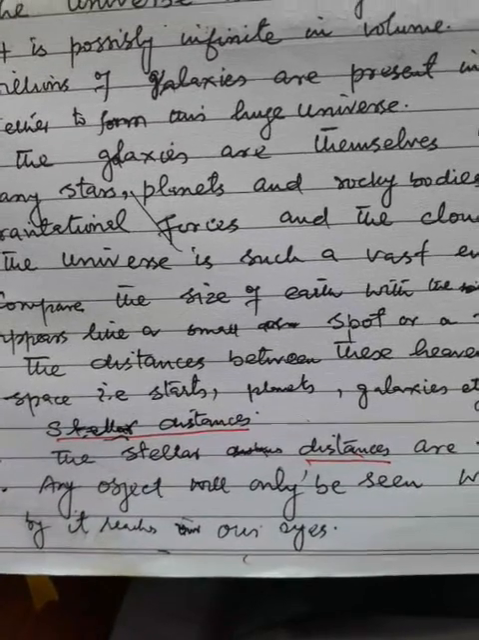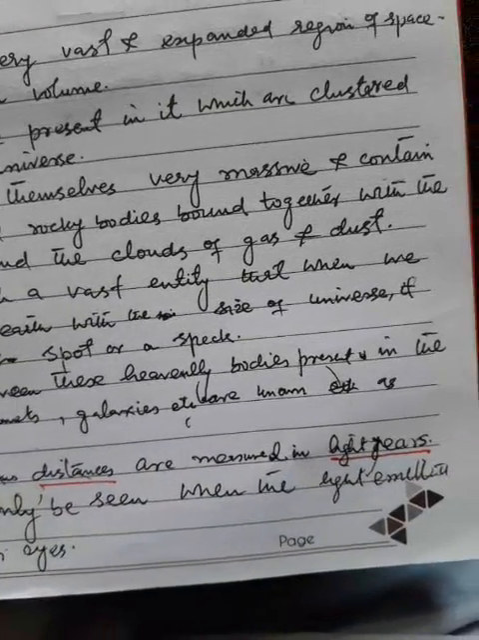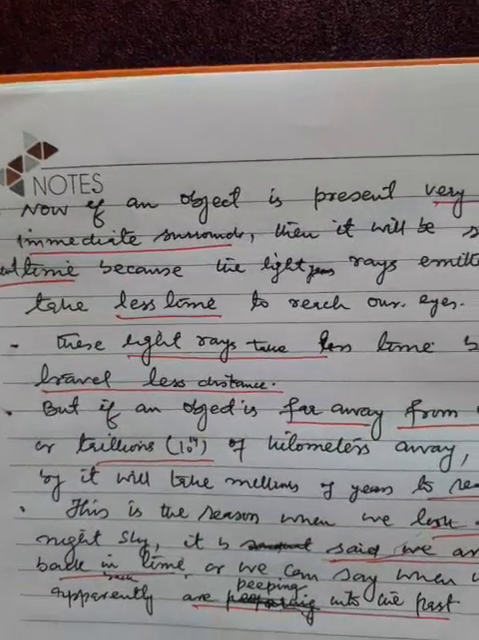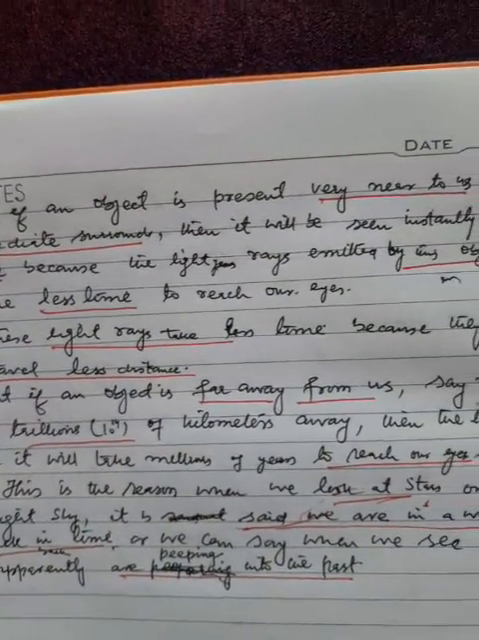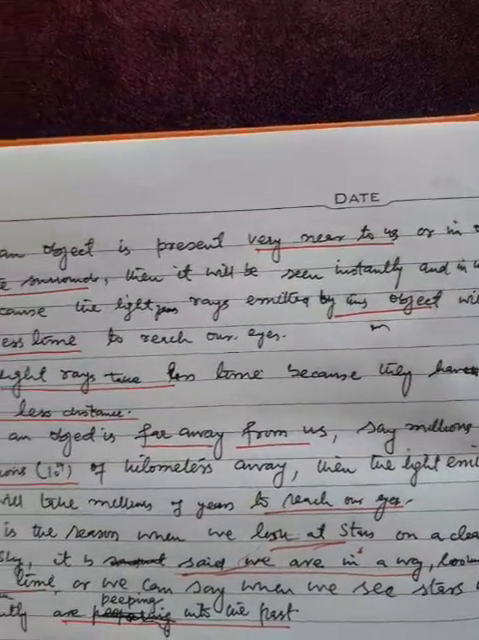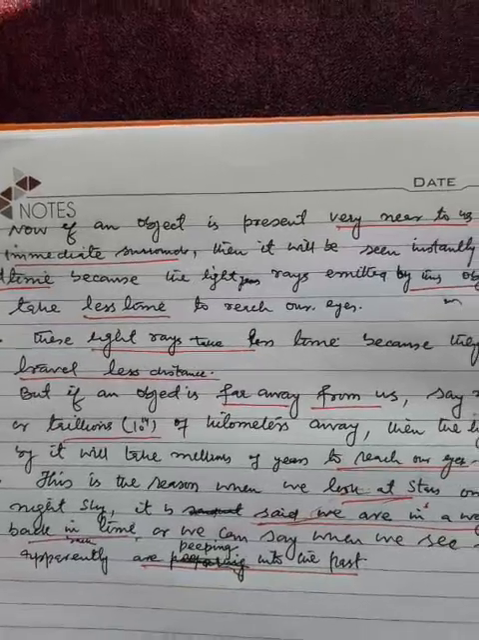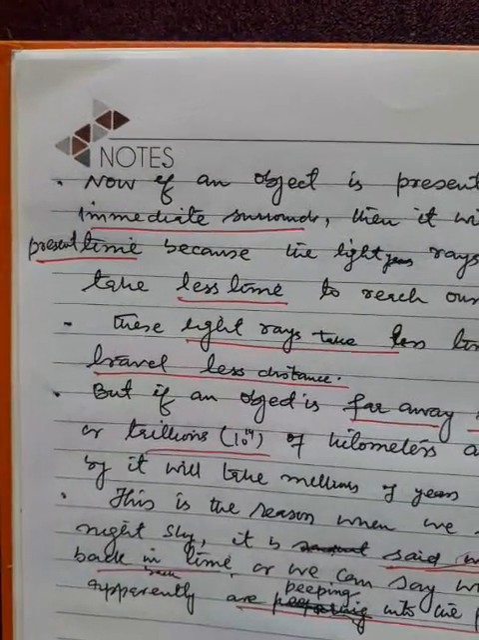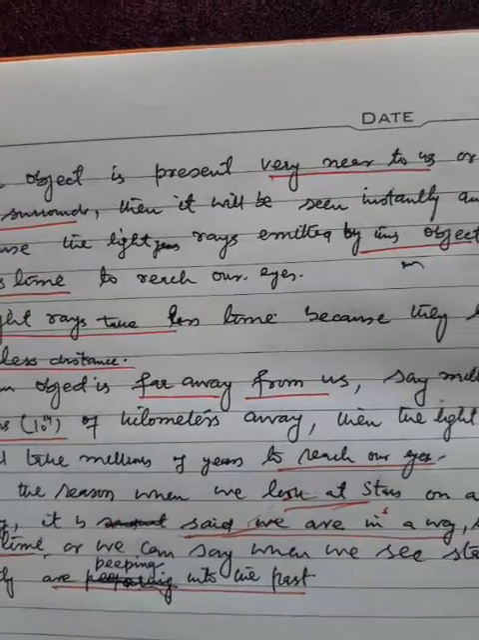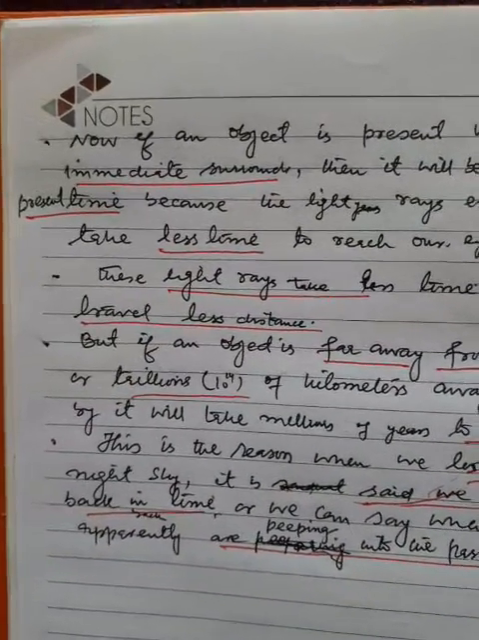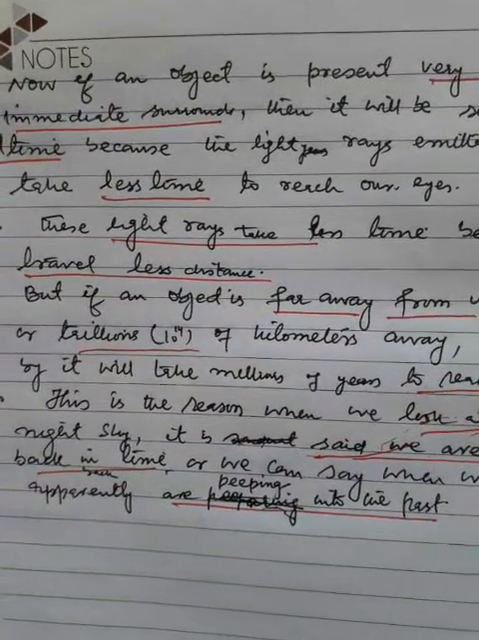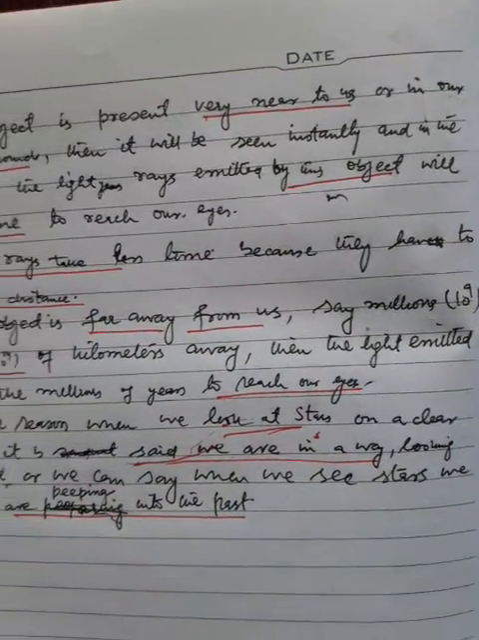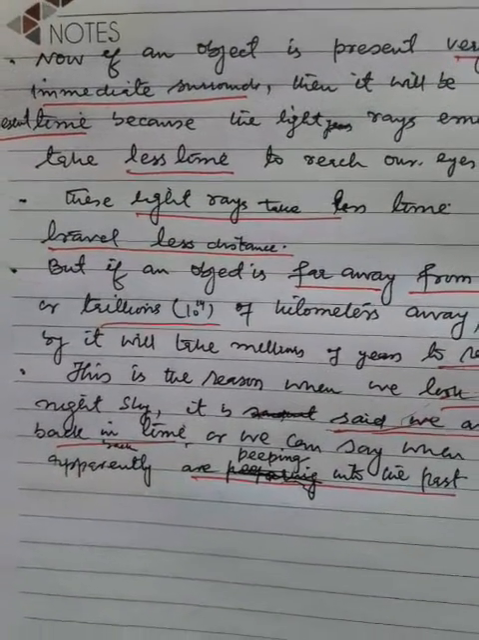Any object will only be seen when the light emitted by it reaches our eyes. Now, if an object is present very near to us or in our immediate surroundings, then it will be seen instantly and in the present time, because the light rays emitted by this object will take less time to reach our eyes. These light rays take less time because they have to travel less distance.